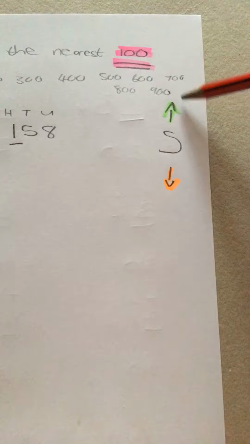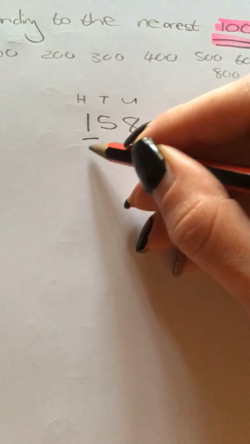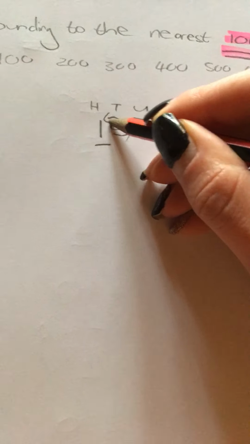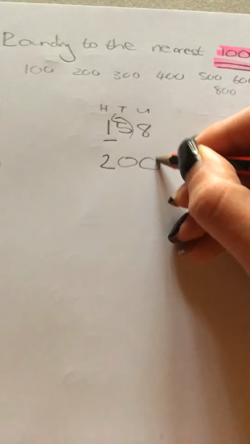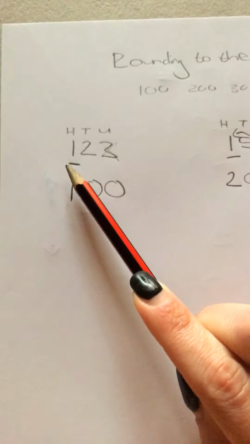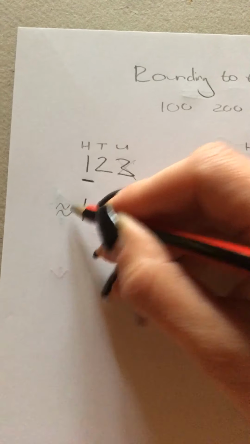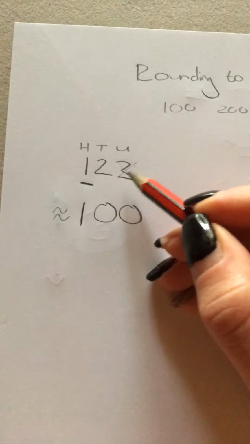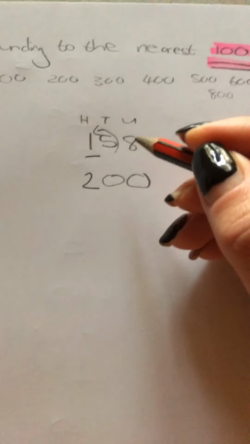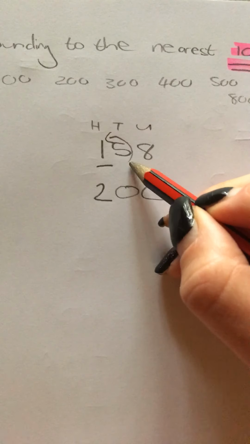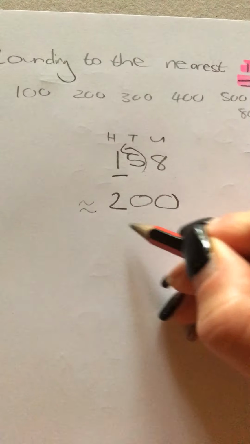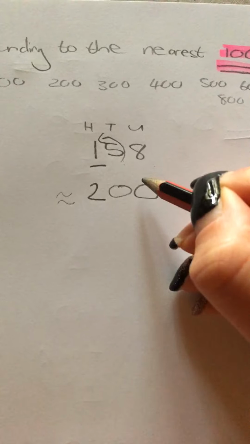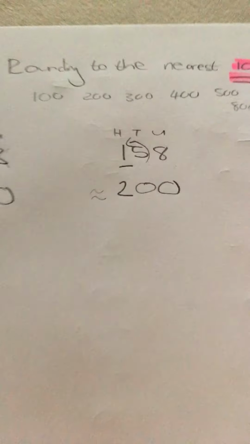It's a strong number. It's going up. That means this one influences the 1. It becomes a 2 and then 0, 0. So in a nutshell, the number 123, when we're rounding or estimating, will be 100 only because these are weak numbers. When we are using the number 158, when we're rounding or estimating, we are going to use the number 200 because those are nice, strong numbers.